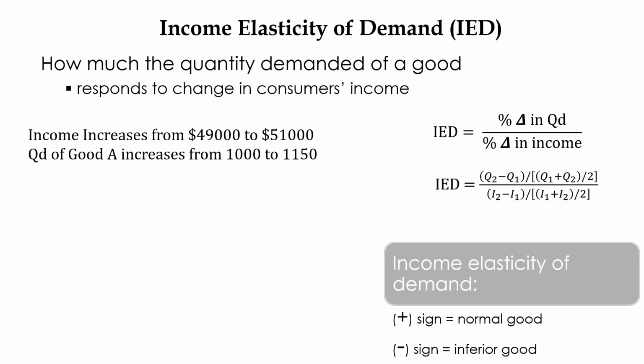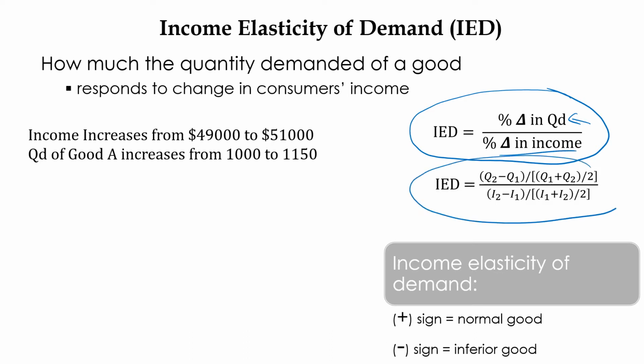All right, the income elasticity of demand basically is how much the quantity demanded of a good responds to the change in consumers' income, right? So it is the percentage change in the quantity demanded of a good, any good, divided by the percentage change in the income. And when we're using the midpoint formula, the midpoint method, which we always do in our class, we can use the same formula, right?